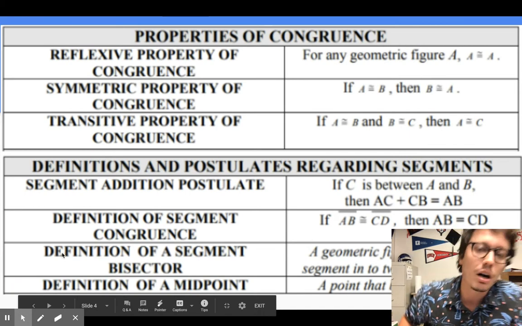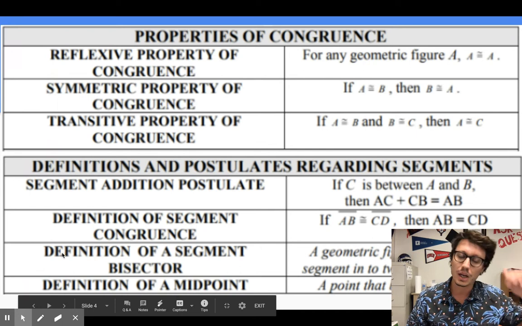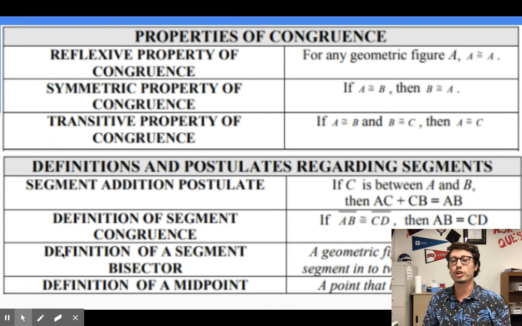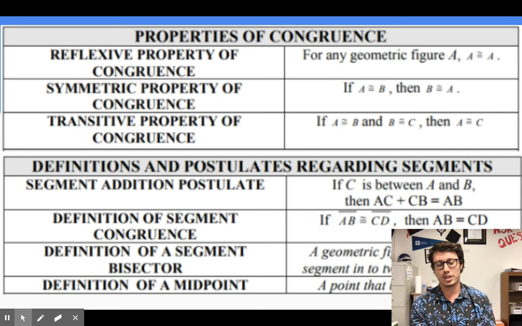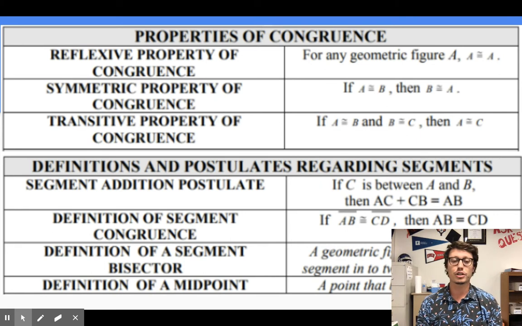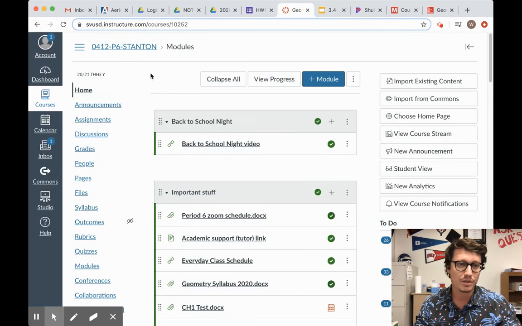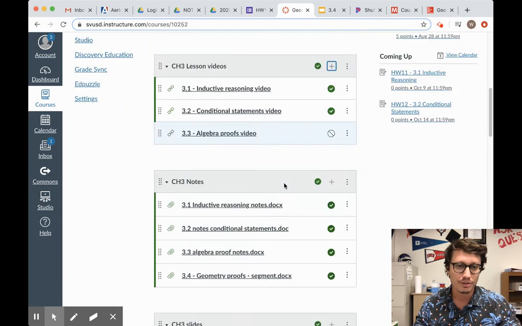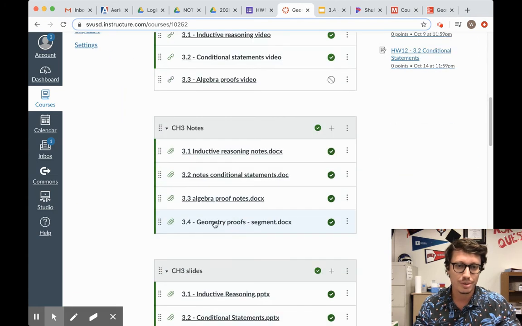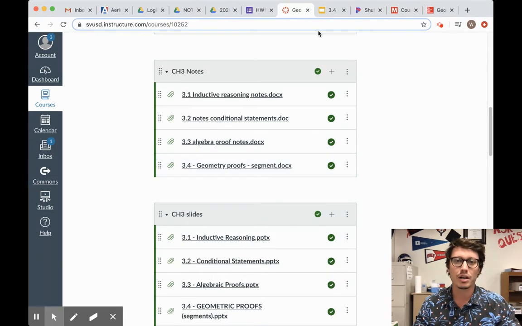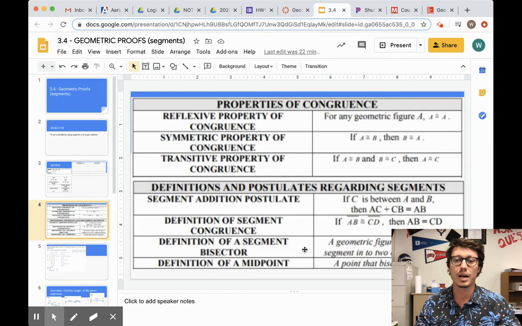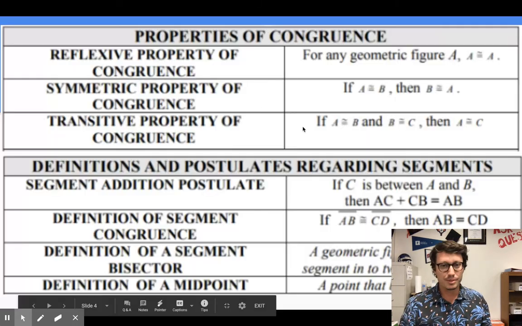These are all of your properties of congruence and properties of segment addition. These are included in your notes, which I realize I have not talked about, but just like always, if you go into Canvas on your homepage, I've included the notes 3.4. Those are there in your notes. We're actually going to spend some time talking about these.